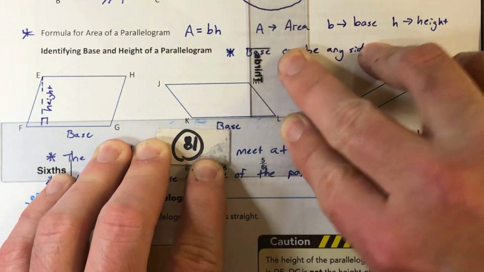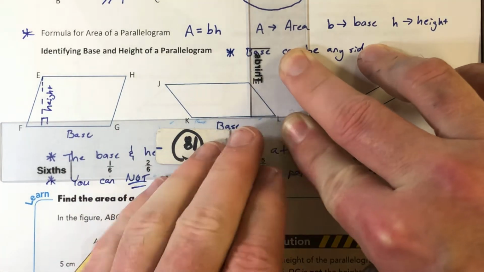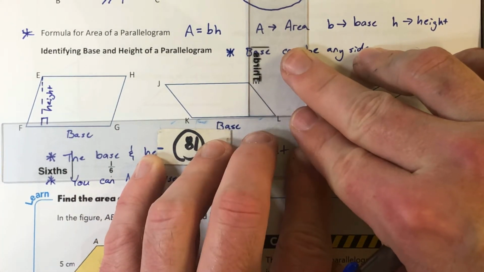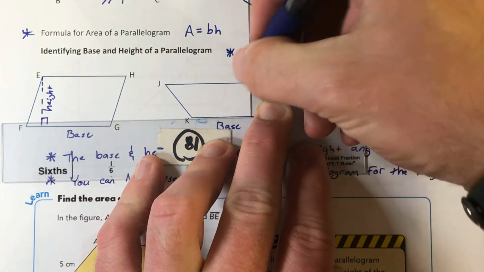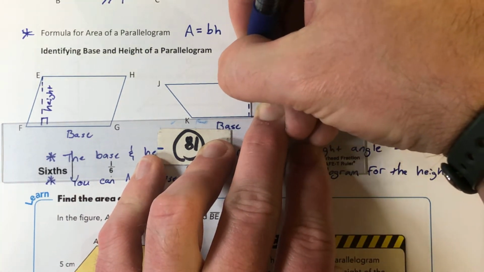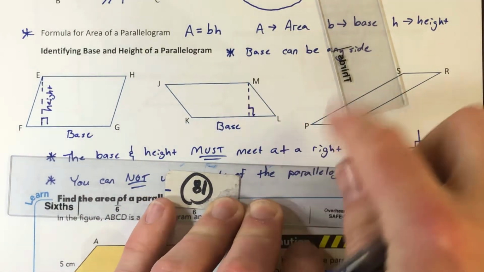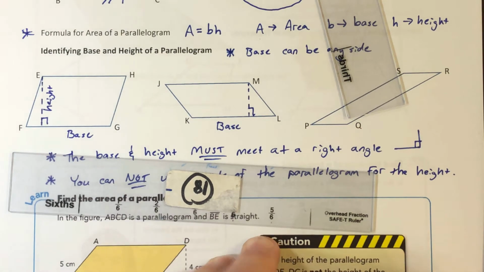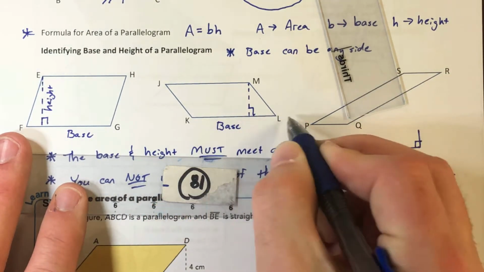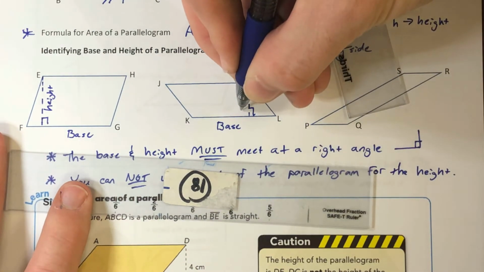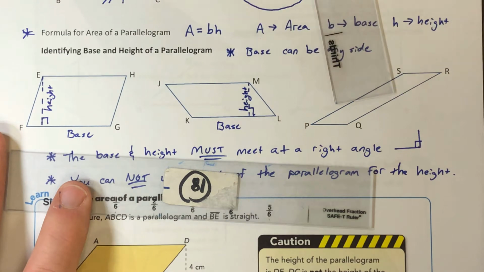So again, I'm looking to try to make additional shapes in there. So I'm going to draw my height to the vertex M. Notice I made an additional shape in there, that right triangle. So KL is my base, and this perpendicular line right here would be my height.